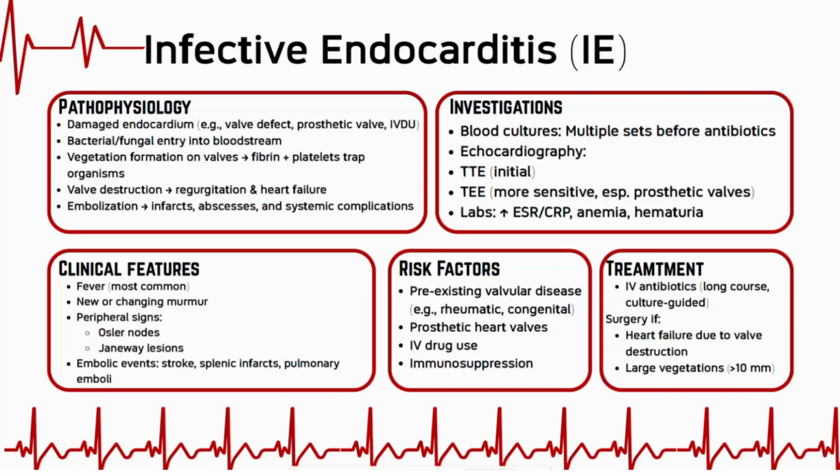So the blood culture will give you the best course of antibiotic action, but something broad spectrum to start off would be good. Now, when to do surgery? Well, you do surgery if that patient's heart failure is driven by valvular destruction, and especially thrombectomies, if the vegetation is larger than 10 millimeters.